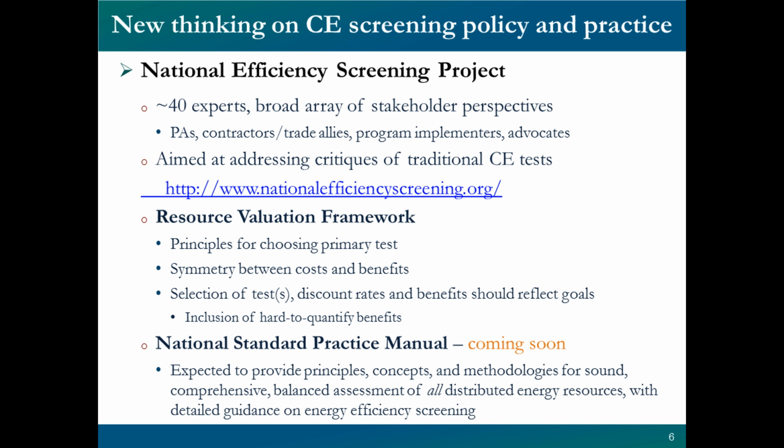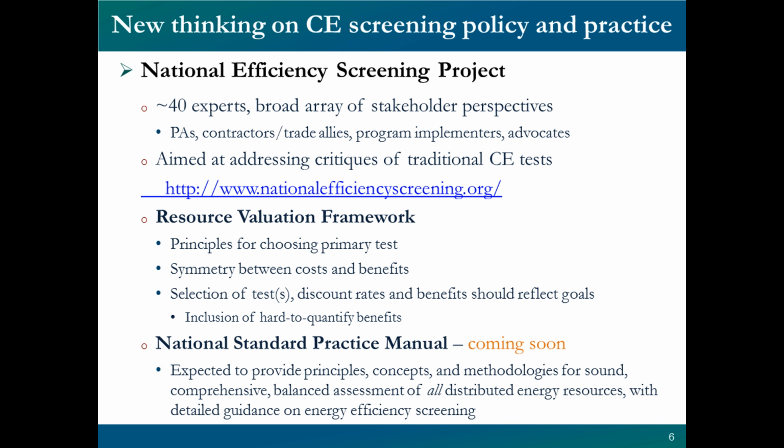And again, as Dale mentioned, there's always been a lively dialogue in the energy efficiency community about the best ways of screening programs for cost effectiveness. And I'd suggest that dialogue really has matured lately, and that we've seen some very helpful publications on that score from a consortium of folks now known as the National Efficiency Screening Project. It's a group of about 40 experts from around the country. They represent a broad array of stakeholder perspectives. They include program administrators, implementation contractors, installation contractors, and other types of trade allies, advocates of various stripes.